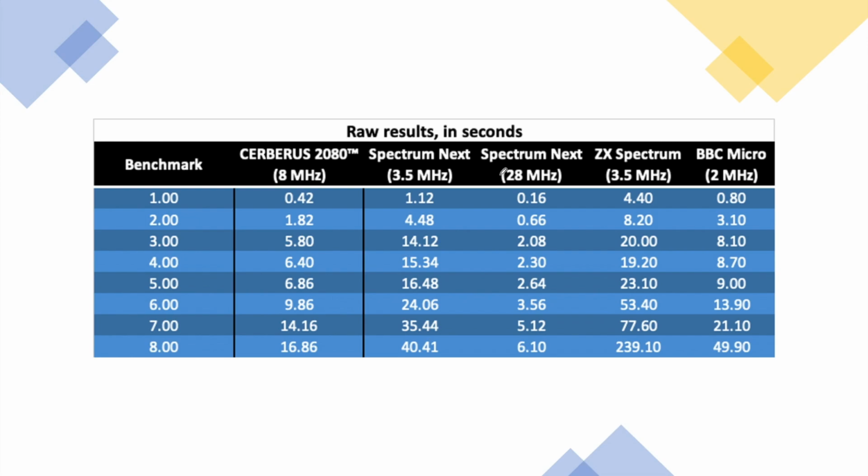So we will normalize the clock speed away. And to do that, we take each of these numbers, multiply by the respective clock speed, and then divide by the highest clock speed, which is 28.